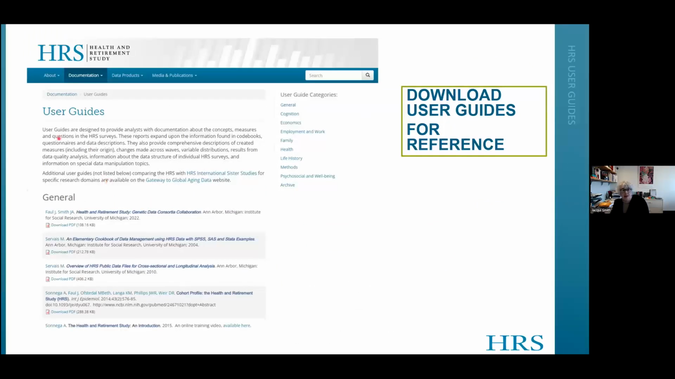The user guides, now I'm still in documentation. User guides, there are set general ones, some for cognition, economics, employment at work, family, health, life history, methods, psychosocial and well-being, and then there's an archive because the user guides are updated along the way, especially as we start to add more and more information.